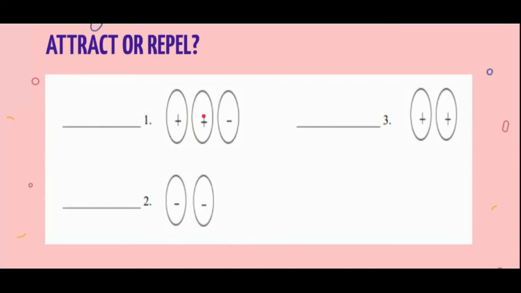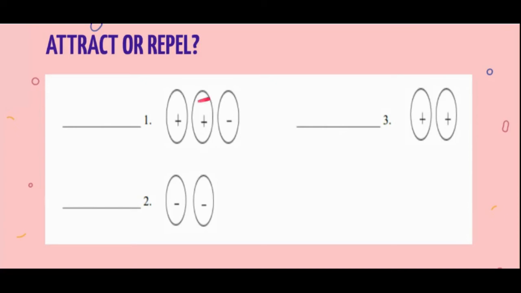It's what we call the law of attraction and repulsion. According to the law of attraction and repulsion, when two identical charges are in contact with each other, they will repel one another. And when two different charges are in contact with each other, they will attract one another.